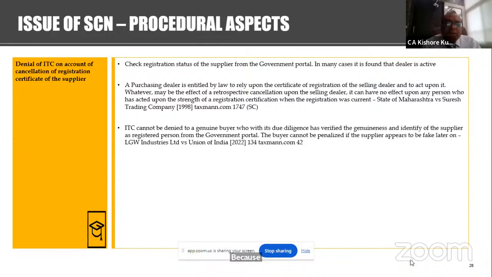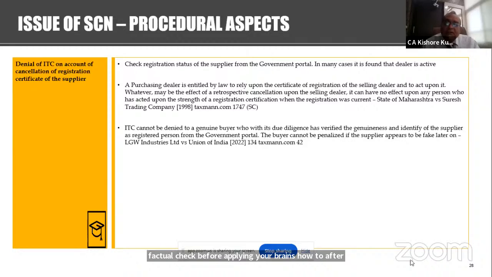Friends, while replying to these kinds of show cause notices, my humble submission is, first, before preparing a response, just do a factual check, because in my personal experience I have seen multiple cases where the dealer was active, the registration was not cancelled, still a show cause notice has been issued. So first of all, do that factual check before applying your brains on how to draft a reply.